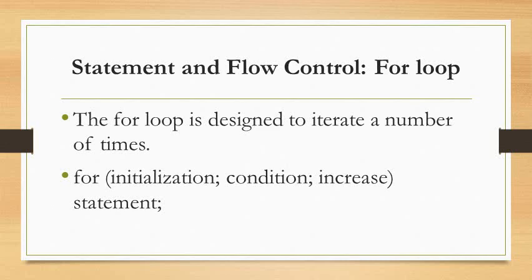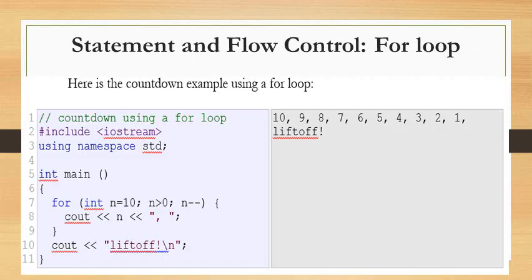And the next one is the for loop. The for loop is designed to iterate a number of times. The general format is: for initialization, condition, increase, statement. That increase can be either an increase or a decrease. Okay, so let's look at an example that demonstrates the for loop using a countdown.